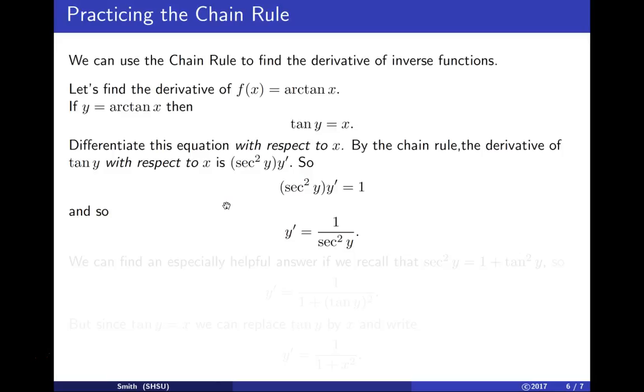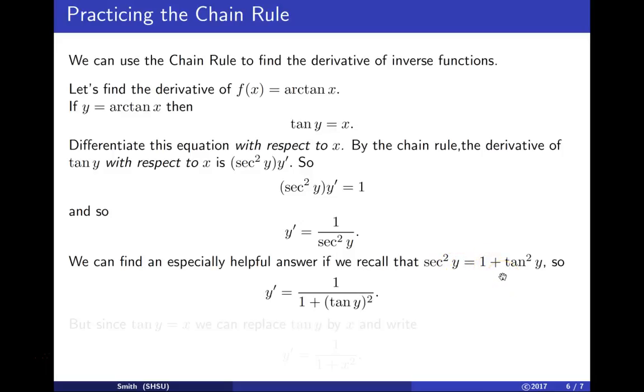The derivative of the arctangent of x is this thing. Now I can clean that up a little bit because I'd like to go back to x's. So recall a Pythagorean identity. Secant squared y is 1 plus tangent squared y. Stick that in to my answer. y prime is 1 over 1 plus tangent of y squared. But tangent y is x. Recall that from the very beginning, way up here. I can replace tangent y by x and write my answer this way. So there is the derivative of the arctangent function. It's 1 over 1 plus x squared.